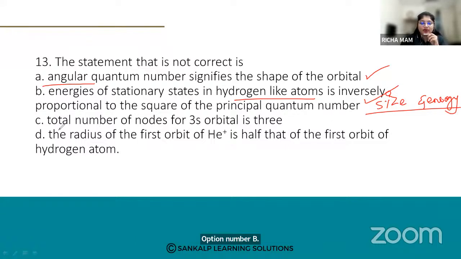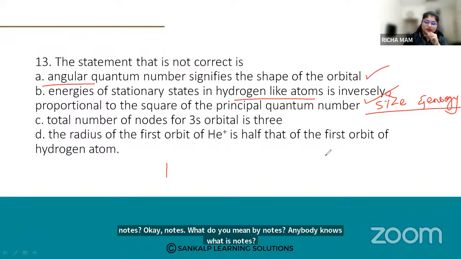Then option C: the total number of nodes for a 3s orbital is 3. Now, what do you mean by nodes, whenever you want to calculate them? Anybody knows what nodes are? Node means what?